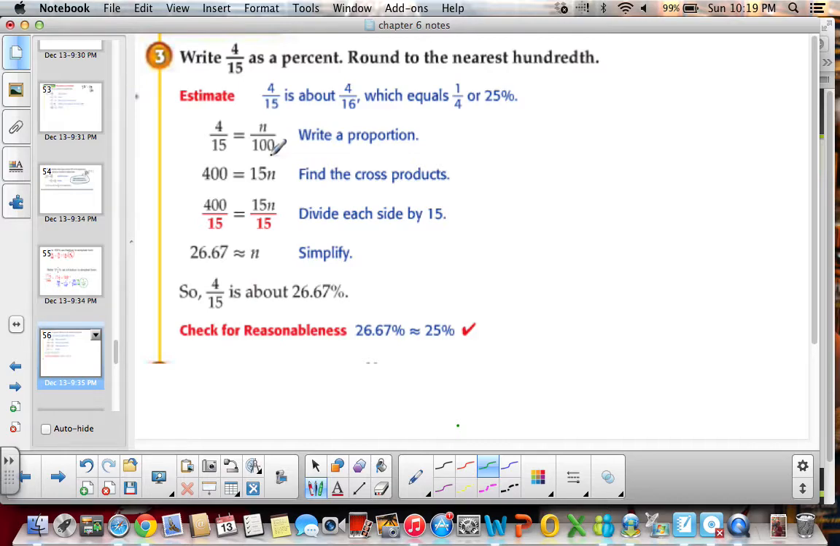So we're going to set it up as a proportion because we know that, well, let's take 1/4 and 25%. We know that 1/4 equals 25 over 100, because 4 times 25 is 100 and 1 times 25 is 25. And we know that 25% equals 25 over 100.